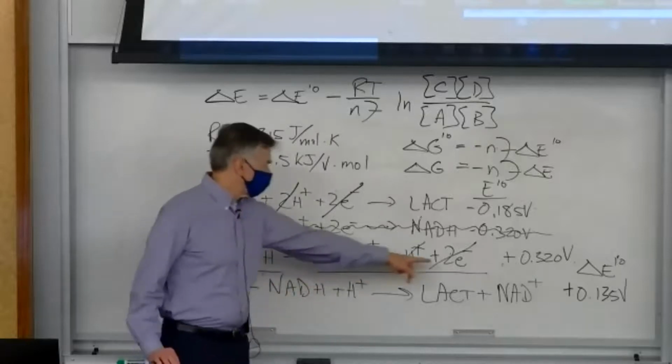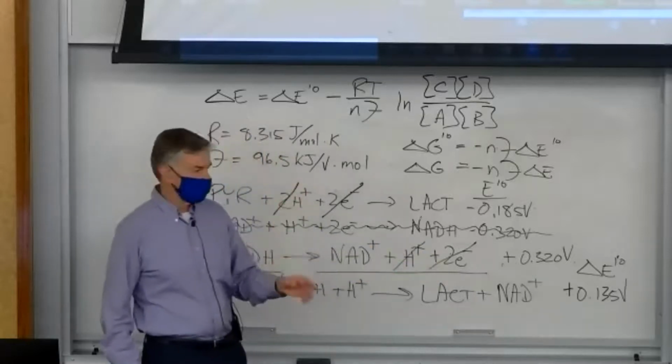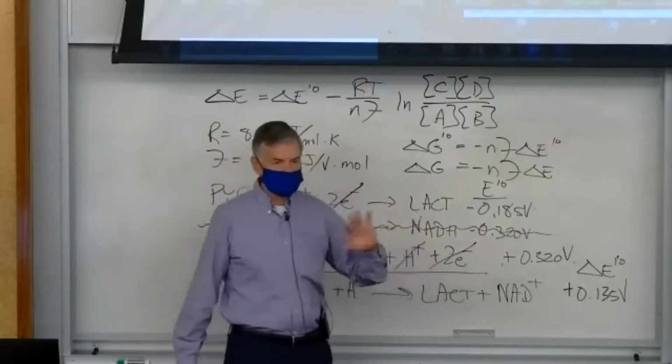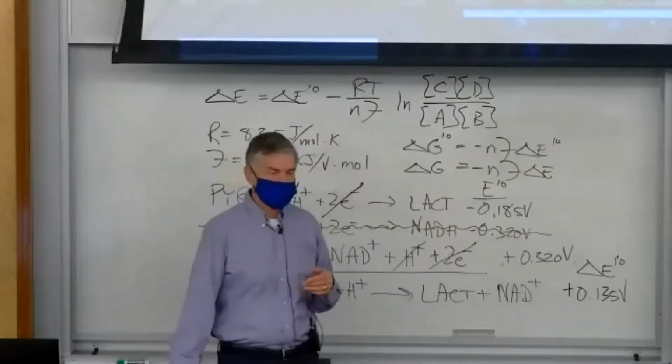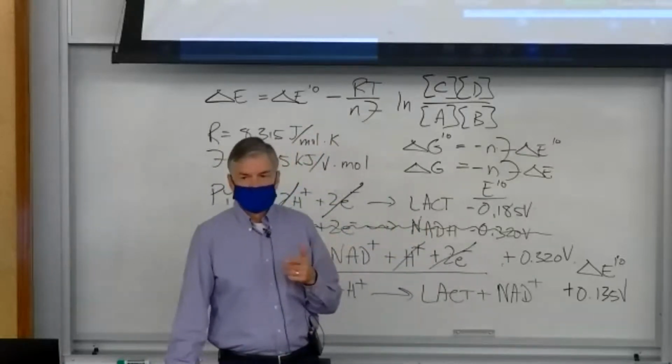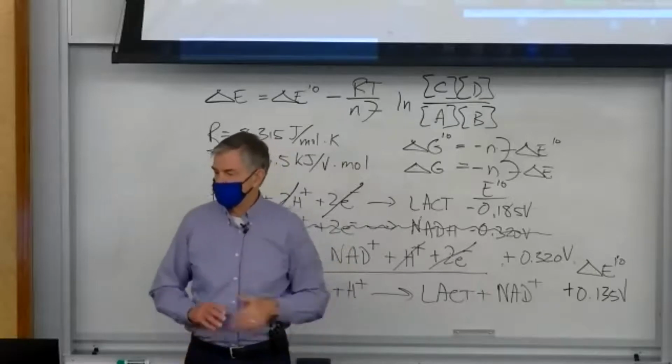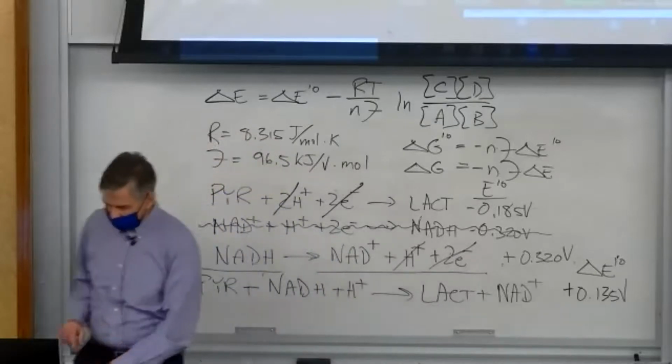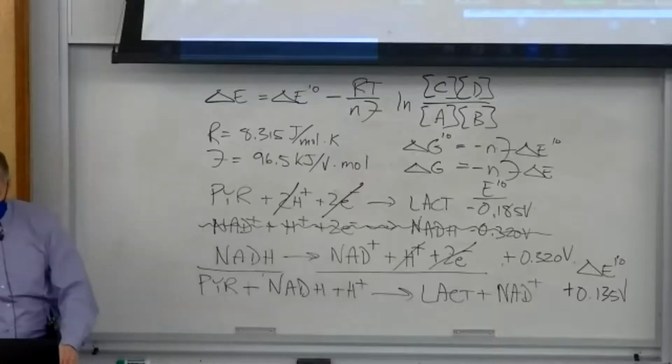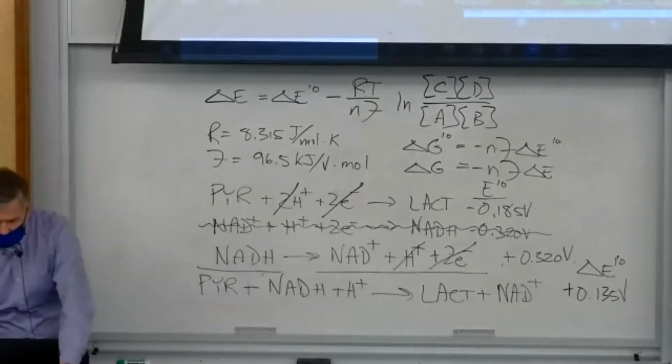When we multiply through, we're simply balancing electrons. It doesn't change the energetics of the reaction. Other questions? Okay. All right, we are going to move to chapter 14.